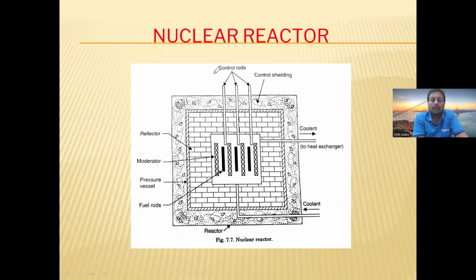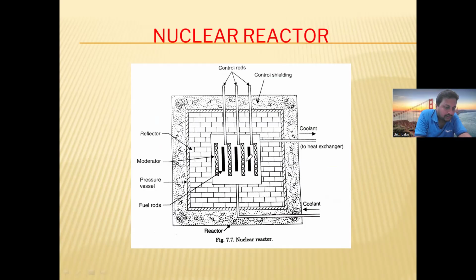In order to control the reaction, we need to minimize the number of neutrons produced in that particular reaction. We will be minimizing them by using these control rods, pushing them downward. That means it will be prohibiting the generation of neutrons in the reaction. So it will be controlling the nuclear reaction by using these control rods. That is the main purpose of the control rods.